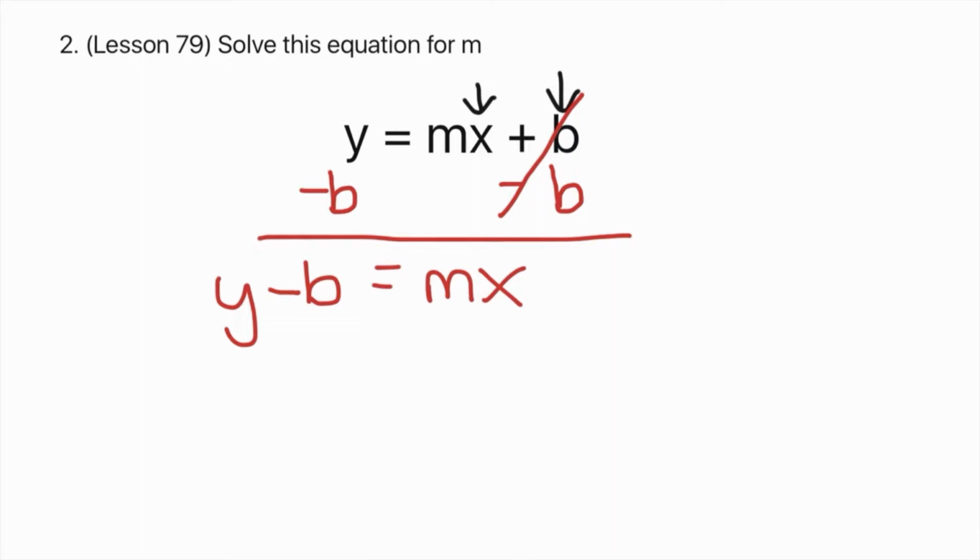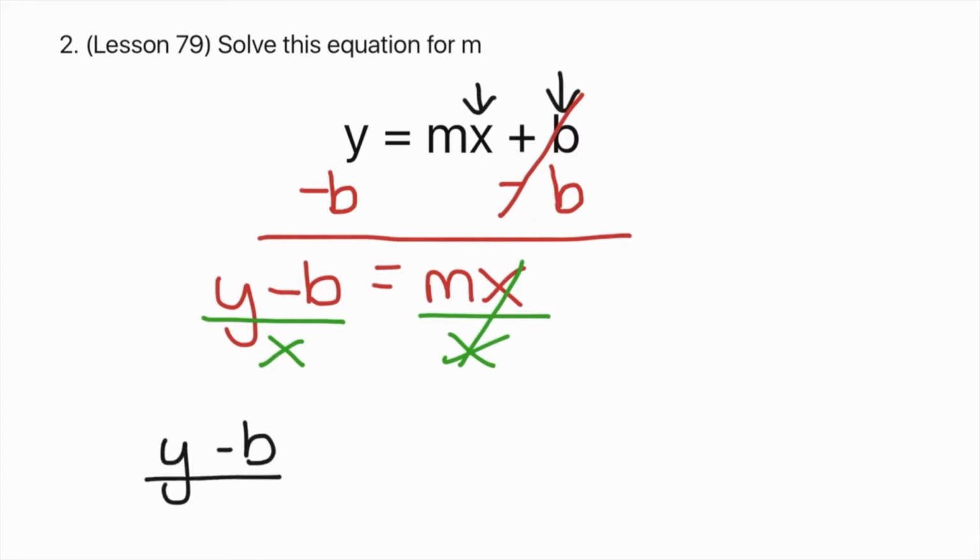Now we have to get rid of the x. Notice that the m and the x are being multiplied together. So to undo that multiplication, we need to divide both sides by x. So let's divide the right side by x, and those will cancel. And now we'll divide the left side by x. And again, we can't combine any of these. Y, b, and x, none of those are like terms. That's how we just have to leave our answer. We cannot simplify this anymore. So we have y minus b over x equals m.